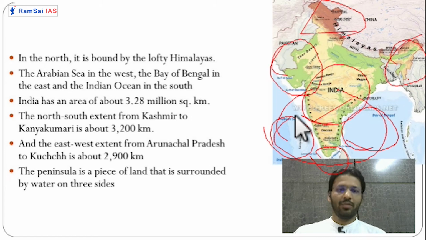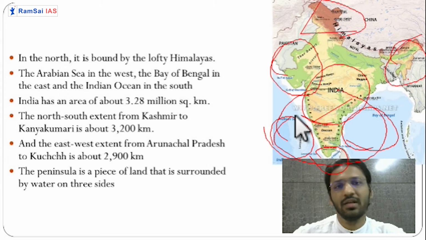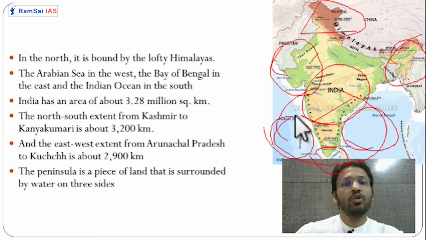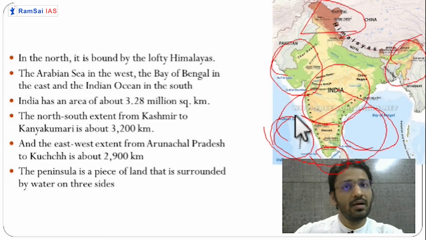On the eastern side we have the Bay of Bengal, on the western side we have the Arabian Sea, and on the southern side we have the Ocean of India, or Indian Ocean. That also we have seen: it's the only ocean named after any country. So these points are very, very important. They can be asked as one of the options in your question paper.